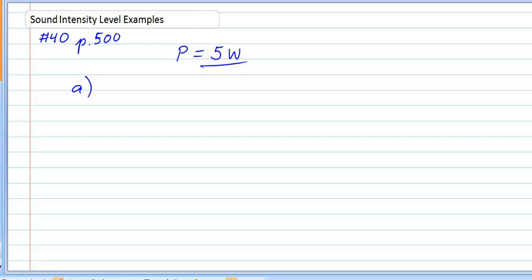Okay, welcome back everyone. In this example, we're going to look at how to calculate sound intensity and sound intensity level. So this is problem number 40 on page 500, and basically what we want to do in part A is think about what would happen to the sound intensity level, in other words the loudness, if the power of a source was doubled from 5 watts to 10 watts. And we have a couple of equations to guide us.